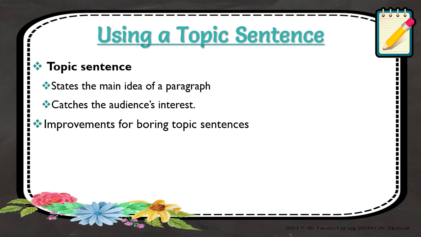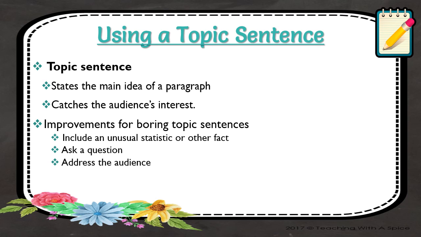Improvements for boring topic sentences. Include an unusual statistic or other fact. So something like, there are 20 different species of geckos in the world. Now that's obviously not a true fact, but it's just something. Ask a question. Did you know blah, blah, blah? And that gives an interesting fact. People want to know more.